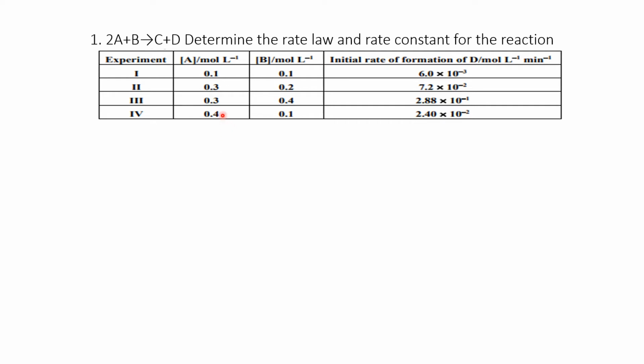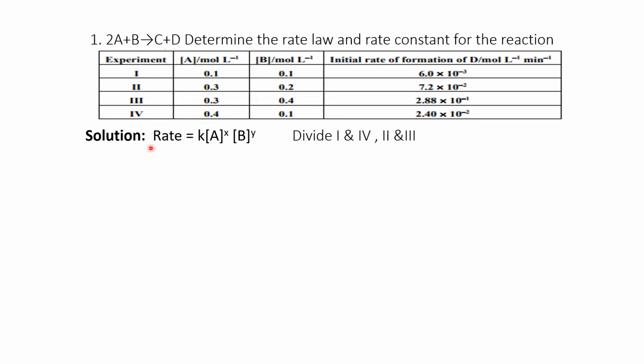Whenever the experiments are done, first check which concentrations are the same. In the second and third, A is the same. In the first and fourth, B is the same. So it's easy for us to compare and find the rate law and rate constant.